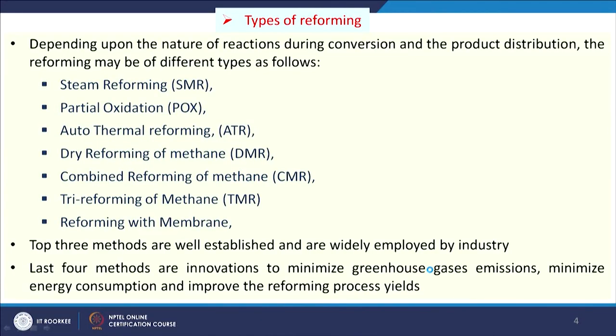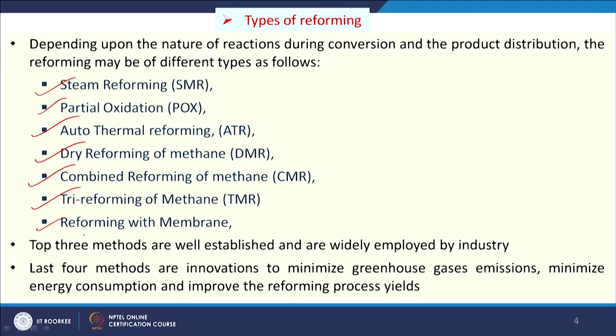Then we can have different types of reforming processes as mentioned, and the most important are steam reforming, then partial oxidation, autothermal reforming, and then dry reforming or combined reforming of methane, that is called bi reforming, and then tri reforming of methane and reforming with membrane. So, these are the different types of reforming processes available in literature, and some of these are applied on commercial scale and some are still in the development stage. The first three are mostly used in industry, the others are under development and demonstration scale. And these will have better features for the control of carbon dioxide.